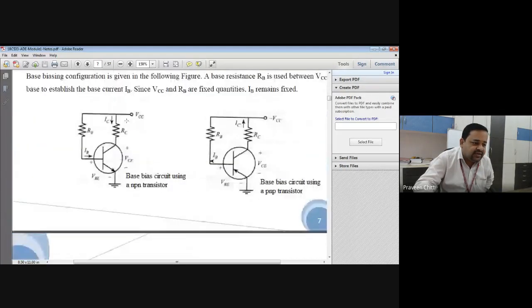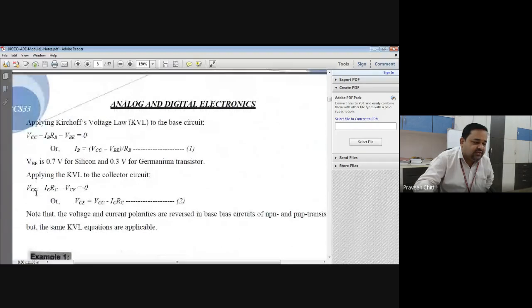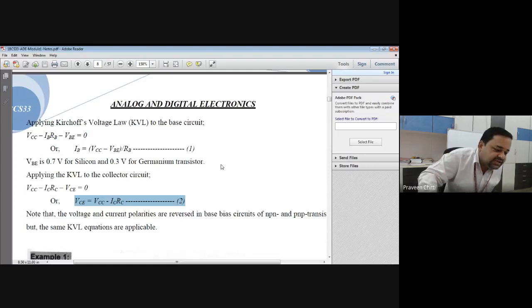Similarly, if you apply KVL to the output side, we get VCC minus IC into RC minus VCE equal to 0, or VCC equal to IC into RC plus VCE. And from this equation, you can get VCE equal to VCC minus IC into RC. So equation 1, 2, along with IC equal to beta times IB, these three equations are called the design equations of the fixed bias circuit.